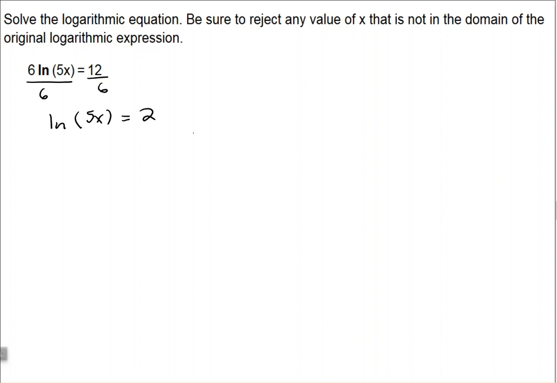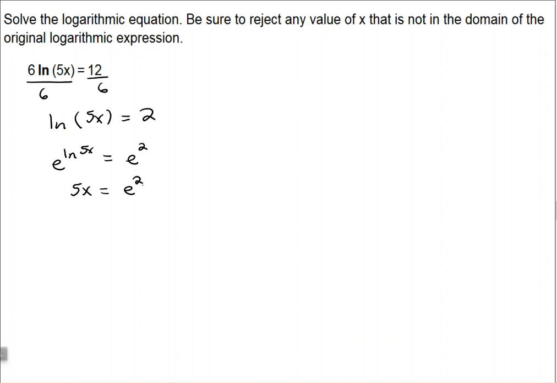So now I have the natural log of 5x equals 2. Now I need to get that x away from the natural log, so I'm going to introduce the base of e. The reason I do that is because e and the natural log are inverses of each other. Therefore, e to the natural log of 5x is simply 5x. So now I end up with 5 times x equals e to the power of 2.